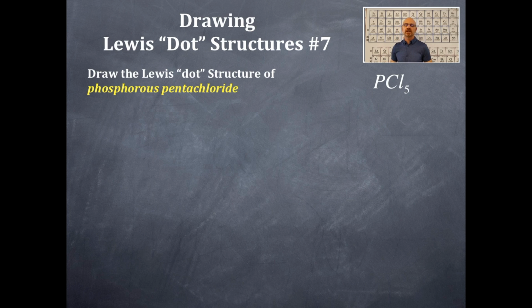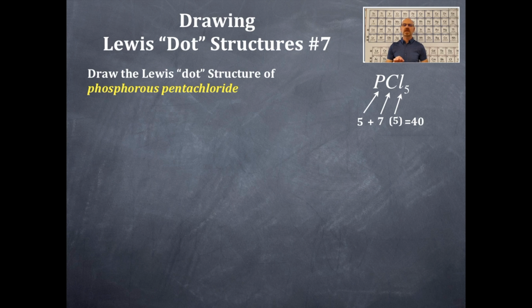Now the next thing we need to do is look at our periodic table and determine the number of valence electrons in each element, and the number of each element, and then total up the valence electrons. So phosphorus is in group 5, that's 5 valence electrons. Chlorine is in group 7, that's 7 valence electrons. There's only one phosphorus, but there are a total of 5 chlorines. So we're going to multiply 7 valence electrons times 5. We're going to sum these numbers up, and then we will get 40 total electrons.